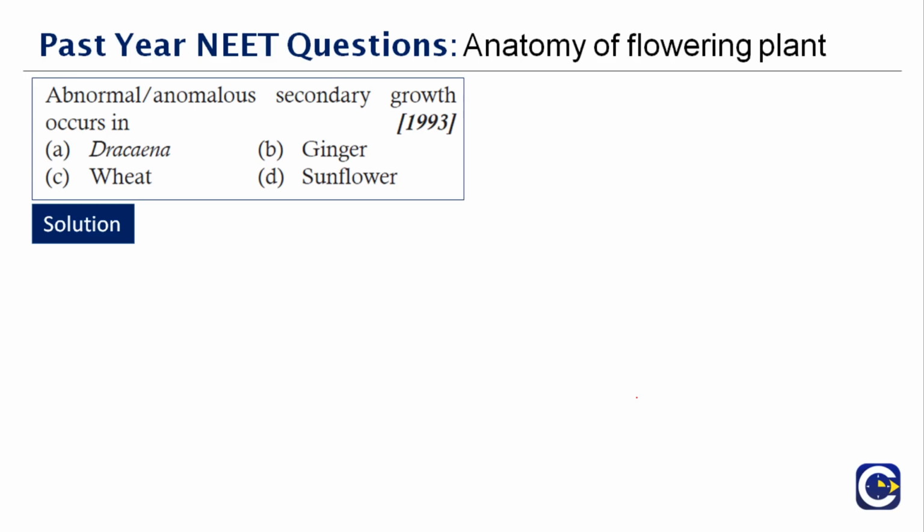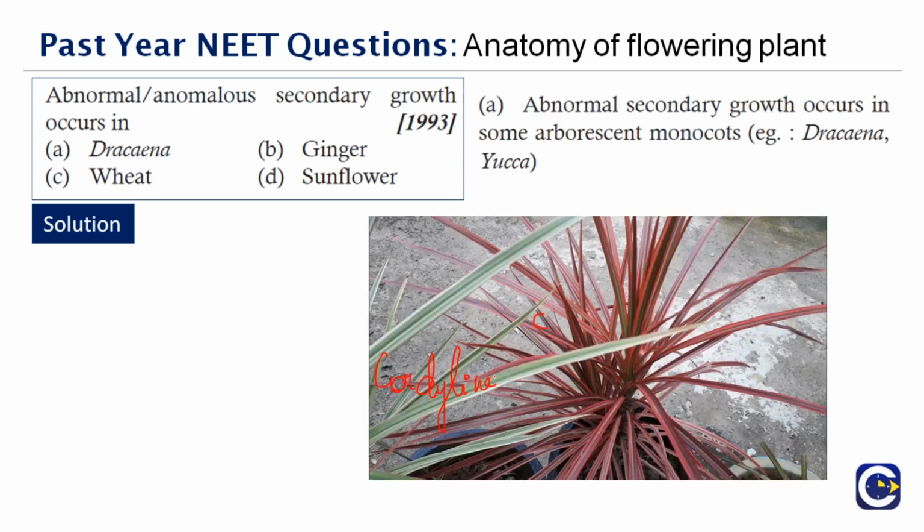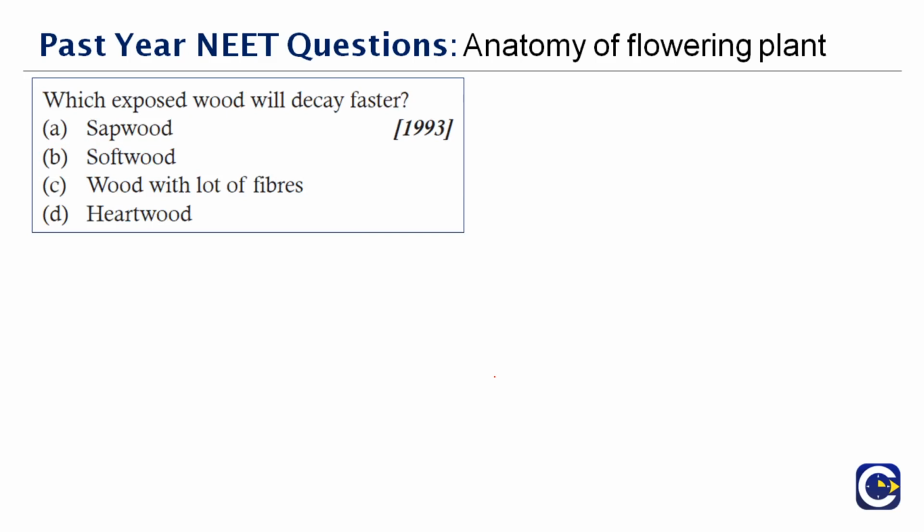But apart from that, what does the plant do? They're sometimes called cordyline. The name Dracaena is derived from the Romanized form of an ancient Greek word which means female dragon. So I will show you a picture of how it looks. So this is how it looks. Mostly they are used as ornamental plants in many places. Apart from that, it can be kept indoors and outdoors also. This plant doesn't do any harm. So abnormal or anomalous secondary growth occurs in Dracaena, which is option A. Next question here.